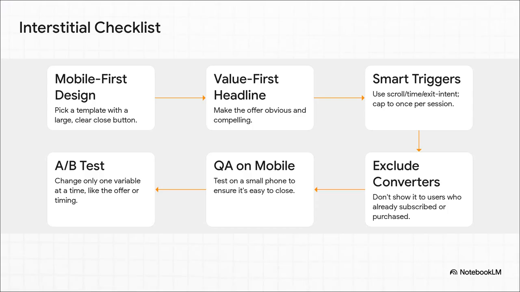Here it is, your recipe for success. 1. Start with a mobile-first design with a big, obvious close button. 2. Write a headline that screams value. Make the offer crystal clear. 3. Use smart triggers and limit it to once per session. 4. Don't annoy your existing fans. Exclude people who already signed up. 5. Actually test it on a small phone to make sure it's not a mess. And 6. Always be testing. Tweak one thing at a time and see if you can make it even better.